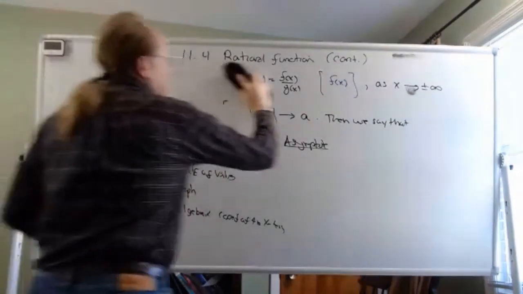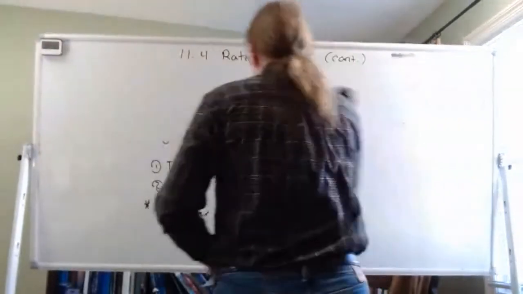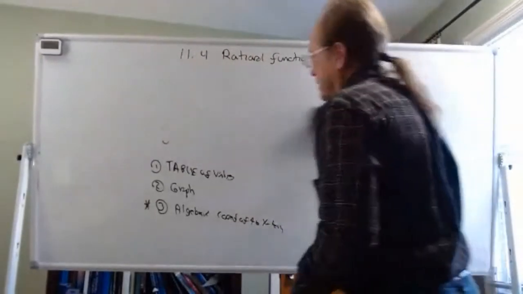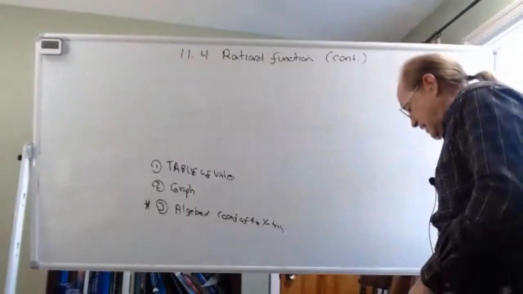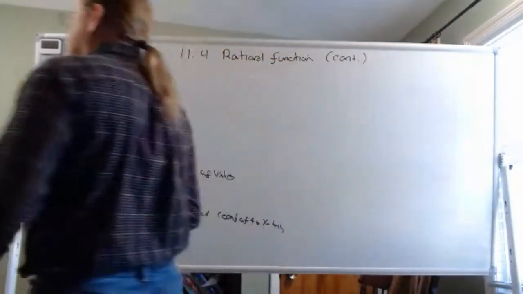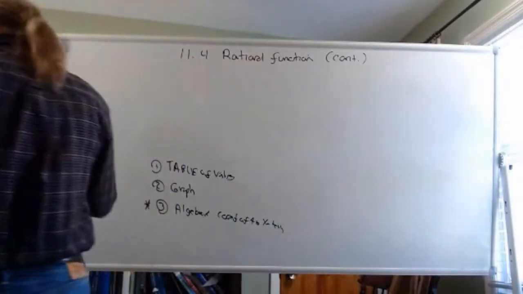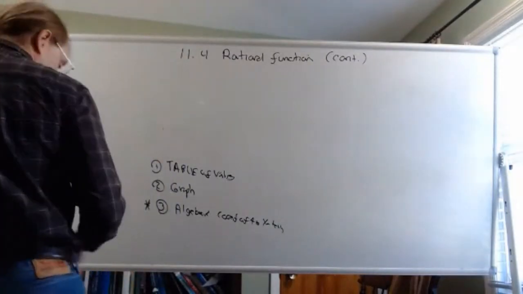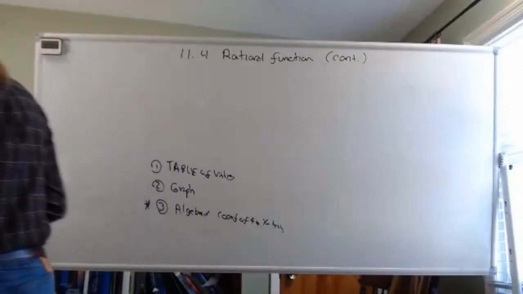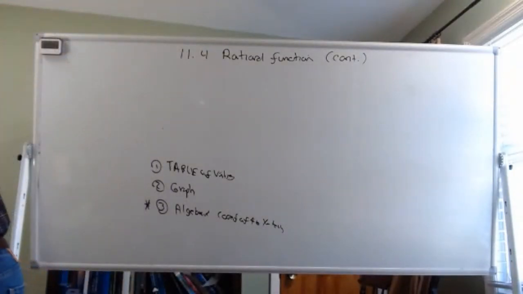So let's take a look at some different types of rational functions, and then we're going to see next week, when we look at exponential functions, they too have a horizontal asymptote, but it only goes in one direction, as x goes to either plus or minus infinity. It doesn't do the same on both sides. So let's take a look at another, if you will.